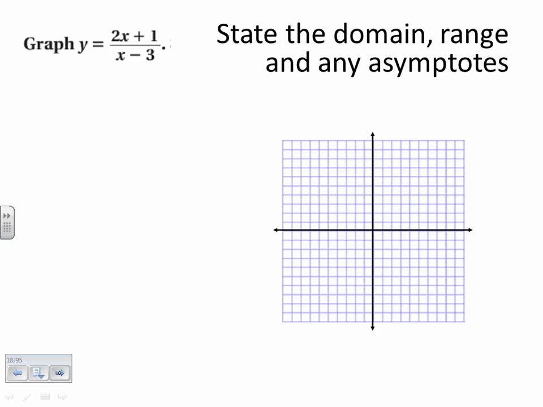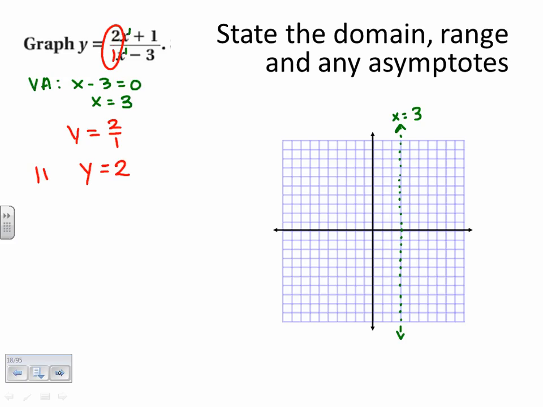Let's try this one. So these guys have the same degree. They're both a degree of 1. So let's find our vertical asymptote first. I got x equals 3. And now since they're the same degree, I can take the leading coefficients and I get y equals 2 over 1, which is 2. So your horizontal asymptote is y equals 2.